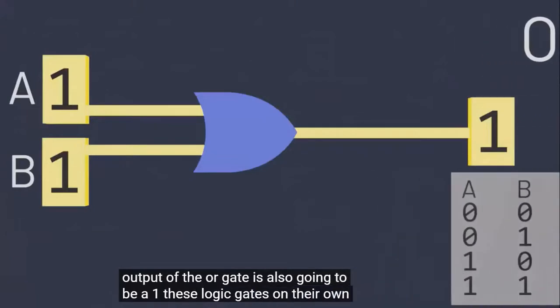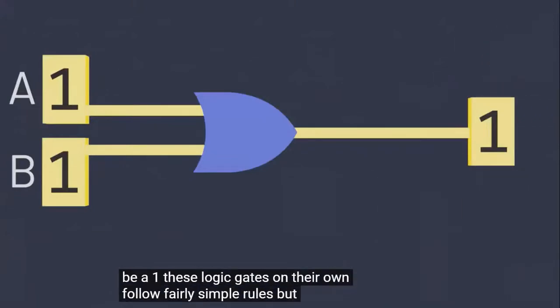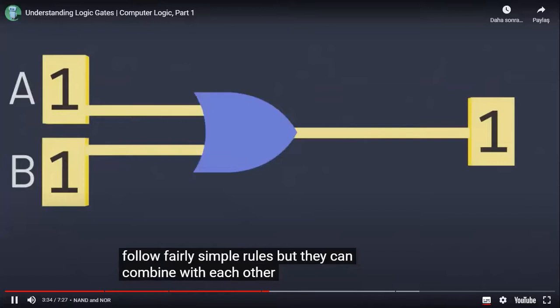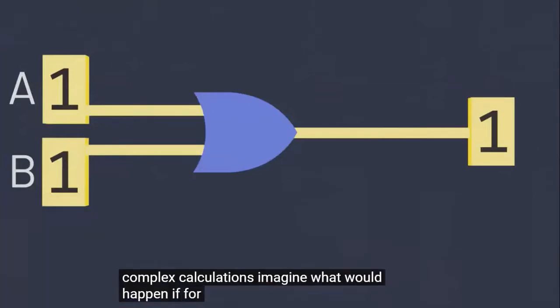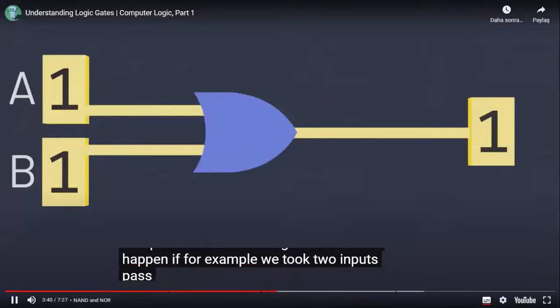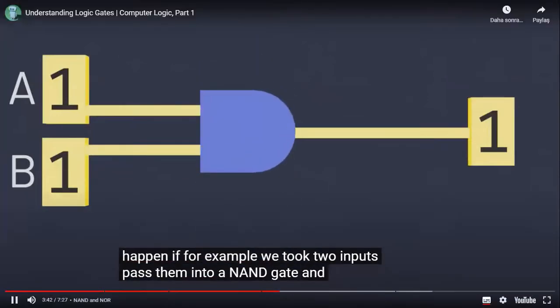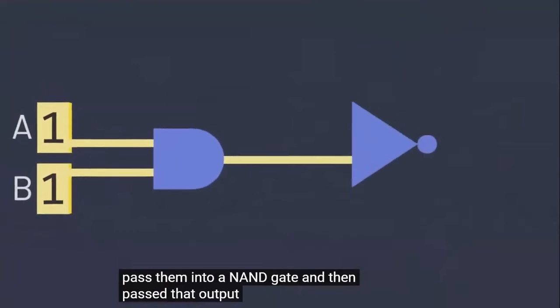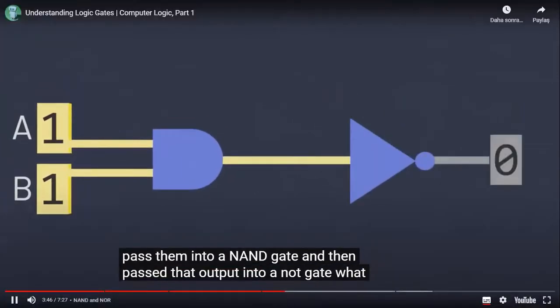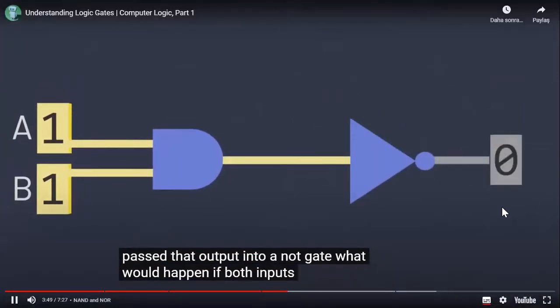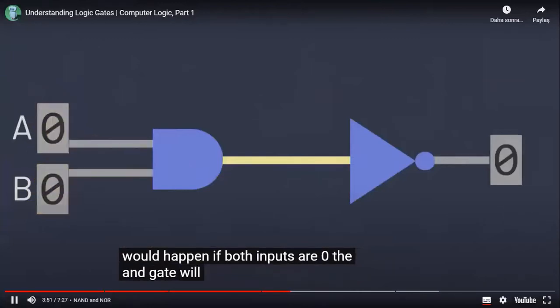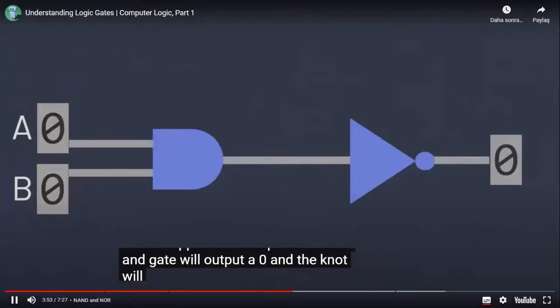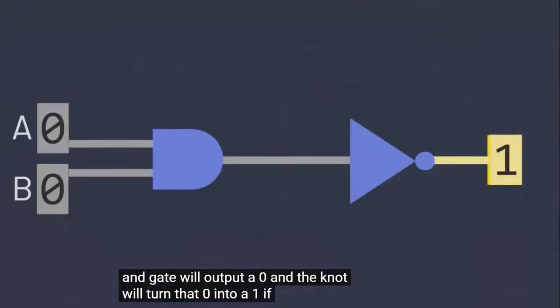These logic gates on their own follow fairly simple rules, but they can combine with each other to form more complex calculations. Imagine what would happen if, for example, we took 2 inputs, passed them into an AND gate, and then passed that output into a NOT gate. What would happen? If both inputs are 0, the AND gate will output a 0, and the NOT will turn that 0 into a 1.